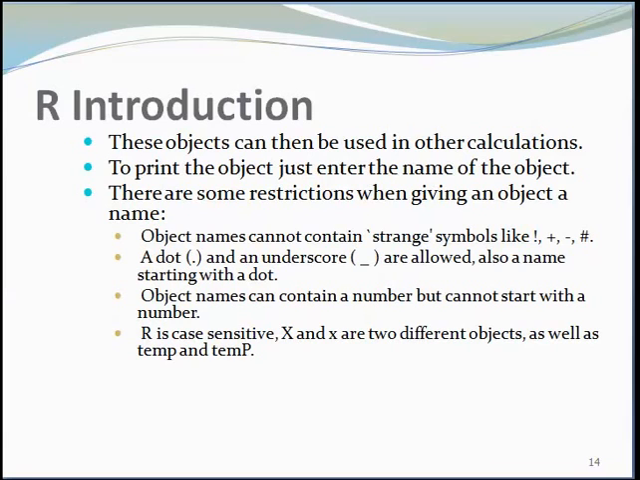Now, there are some restrictions when using an object name. The object name cannot contain strange symbols like exclamation, addition, subtraction, hyphen, etc. A dot and an underscore are allowed. Also, a name starting with a dot is allowed. Object names can contain a number but cannot start with a number. You can write x1 but you cannot write 1x as the object name. R is also case sensitive, meaning uppercase and lowercase are two different objects. Uppercase X is a different object and lowercase x is a different object.